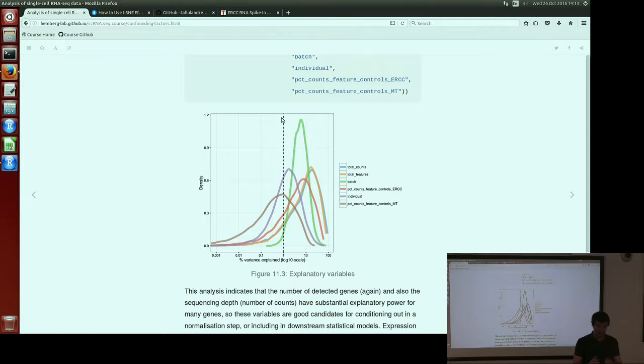If we had a very flat curve, then that would be saying that this particular variable explains a large proportion of variability for some genes and a low proportion of variability for many other genes. And if it's shifted to the right or to the left, then that's where the interpretation in that plot lies, rather than the heights of the curves themselves.